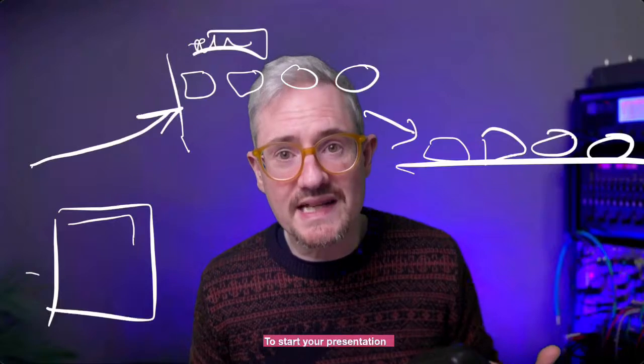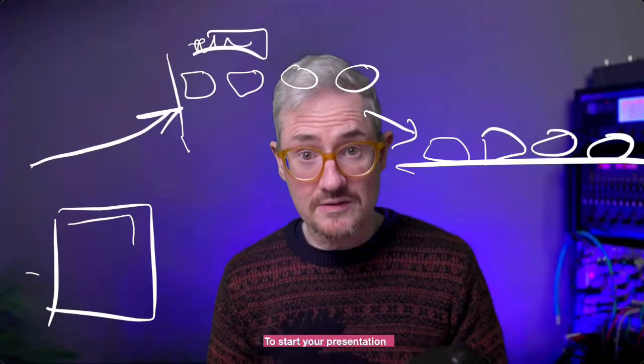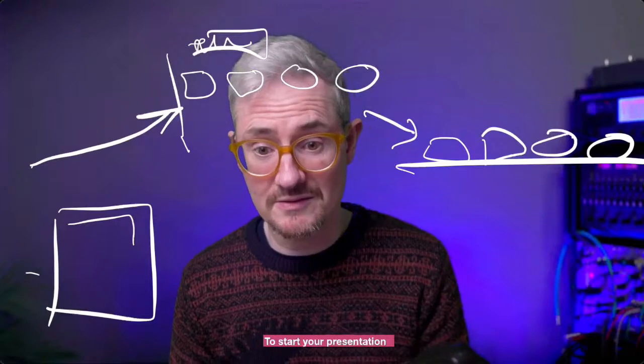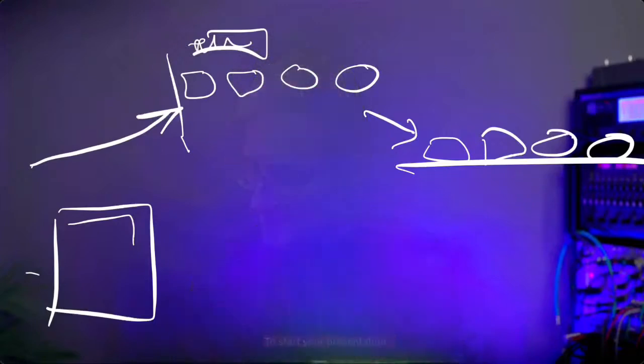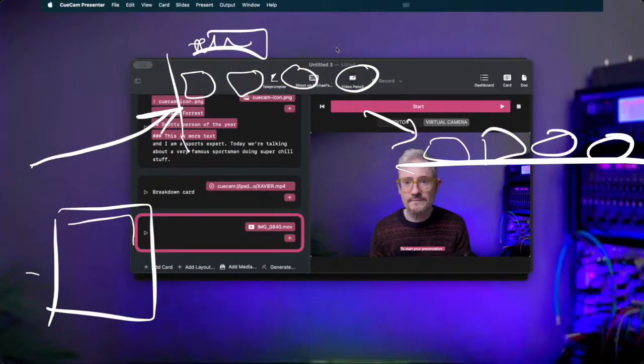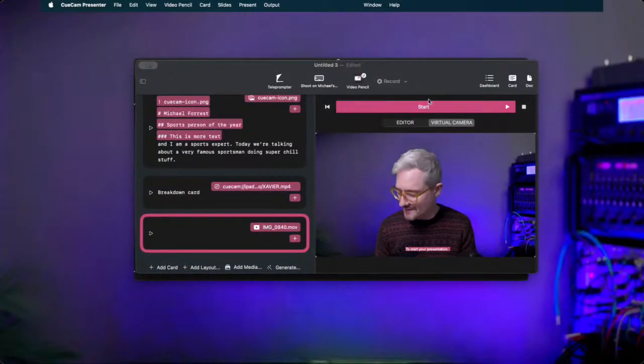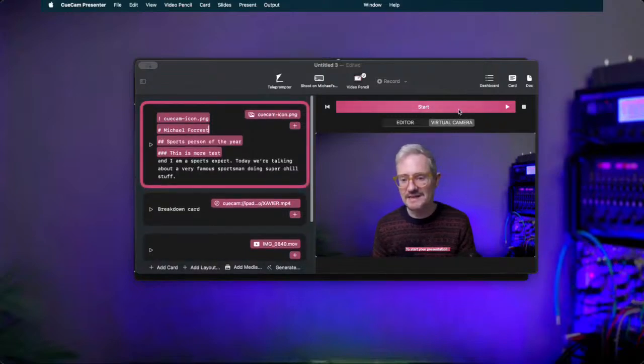So to start your presentation, you go to the first card in your deck and press the start button in CueCam. Here's your document, and there's a big start button here. That's going to change to a slightly more standard looking thing soon. But yeah, this is start. So you click on that to start. I guess I will just do it.